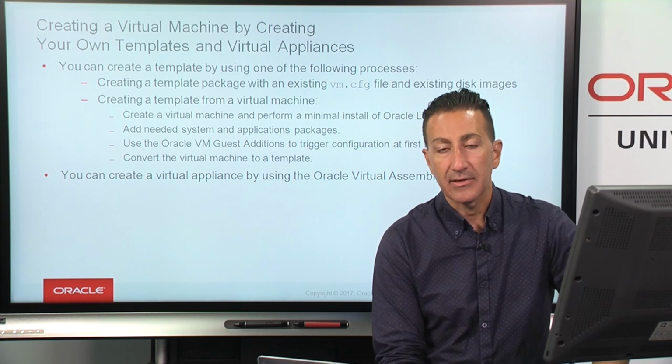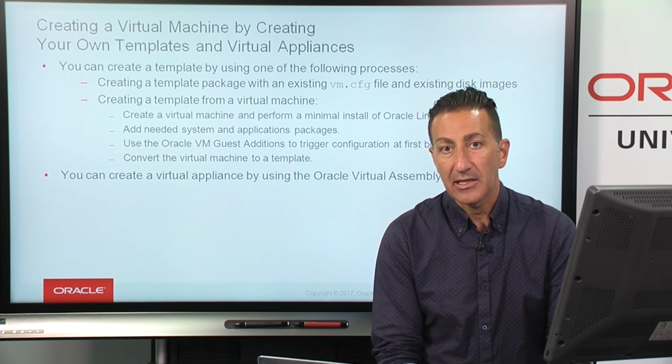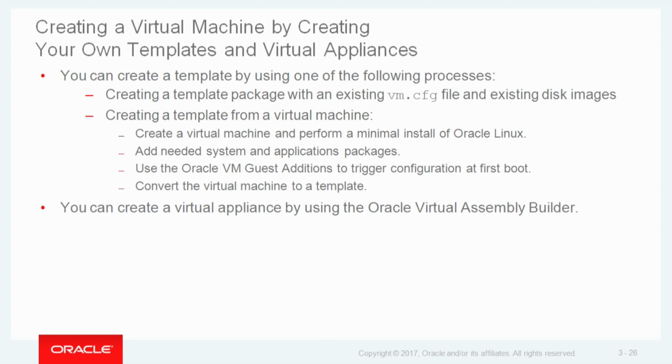Also, you can create a template from a virtual machine. So, for example, you perform a minimal installation of Oracle Linux as needed, plus system and application packages in this existing virtual machine. You could use the virtual machine guest additions, for example, to trigger configuration at first boot. Well, basically this we will explain later in the next lesson, but it's the way that, with this first boot and the guest additions, you are able to change the name of the host.